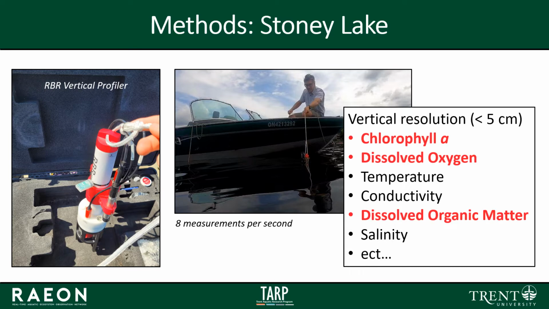And just for the sake of time, I'll show you the results for chlorophyll, which is a measure of the total algal biomass in the lake, dissolved oxygen, which is what heterotrophs like fish use to breathe, and colored dissolved organic matter, which are the organic molecules leached from decaying materials like detritus and leaf litter that make water look brown in color.